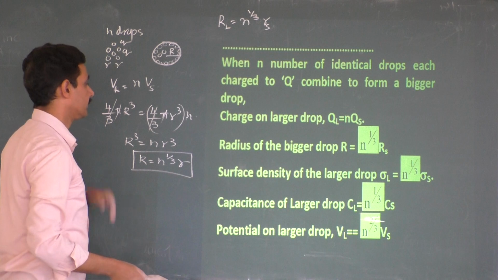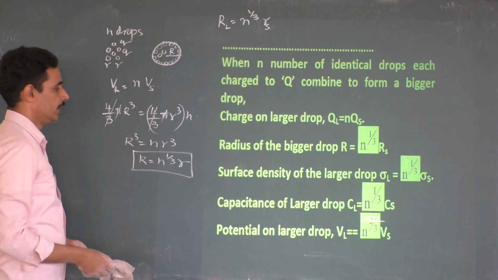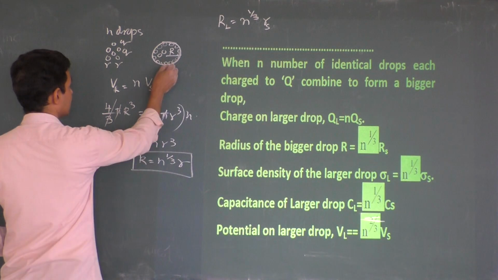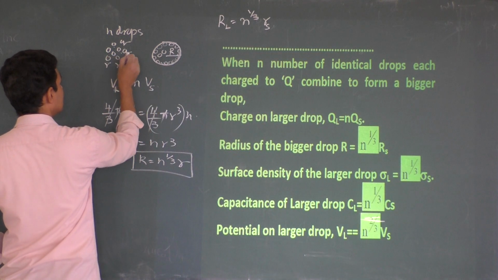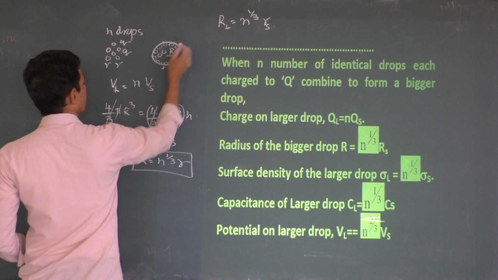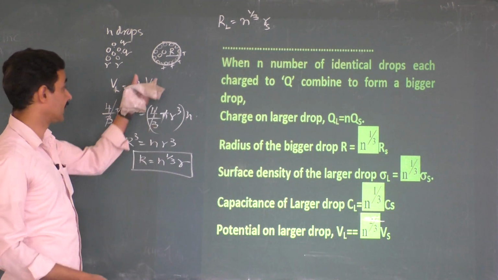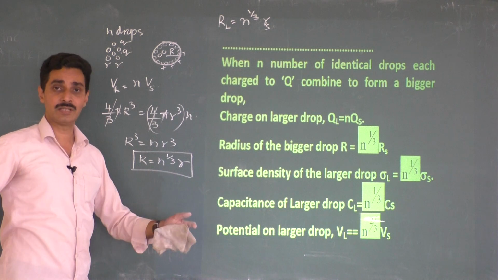Now we will go to different values. For example, what is the charge of the larger drop? Of course, the charges of all these drops will come outside, because you know that charges always reside on the outer surface of a conductor. Suppose this is a conducting medium, the charges will come to the outside.